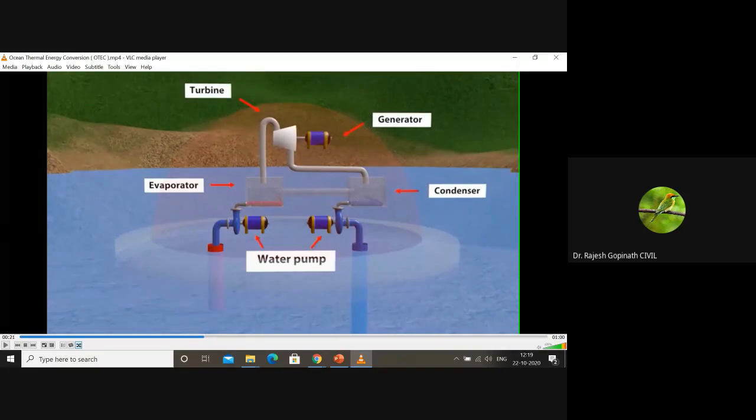So I need a mechanism to rotate the turbine. If tidal energy depended on the water stored in the dam to rotate the turbine, I still need one more utility, one more aspect which can rotate the turbines in OTEC. And here we basically use fumes. Here we use vapor. Have a look at the video. Let's continue.